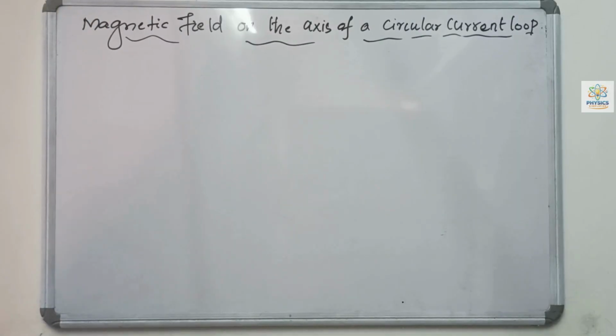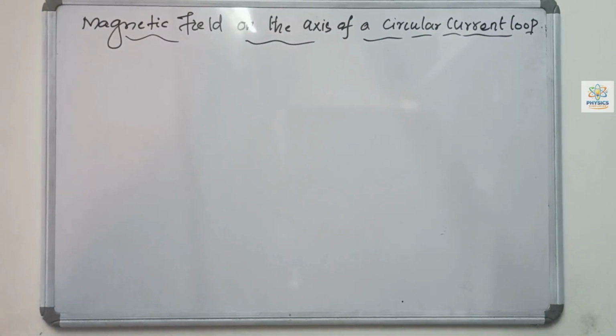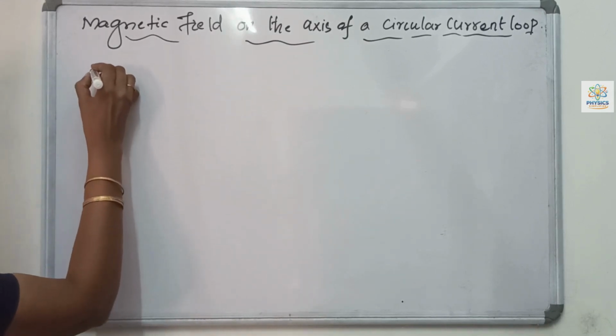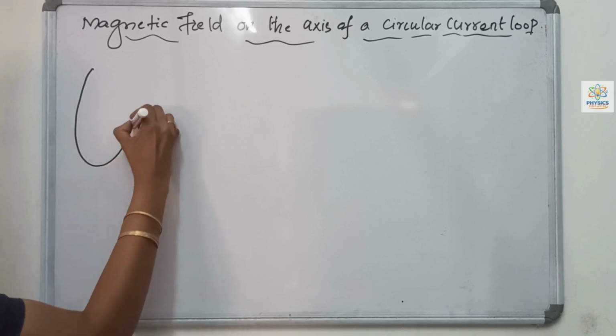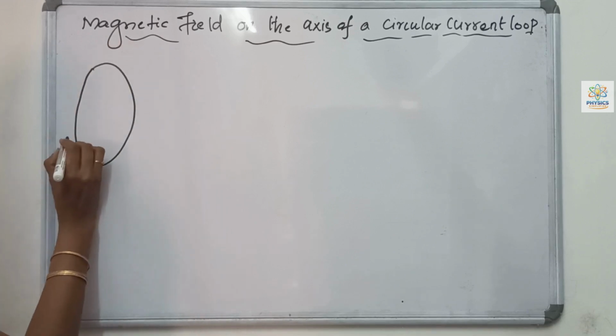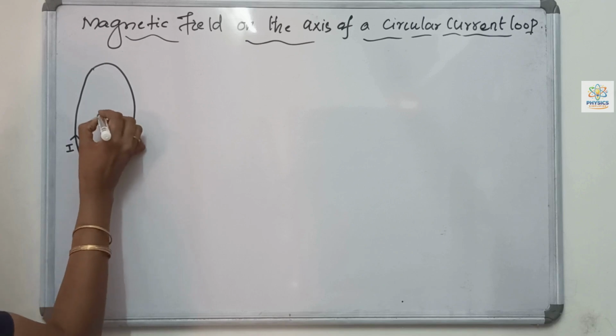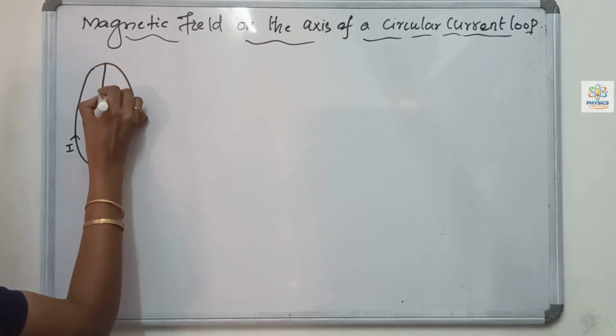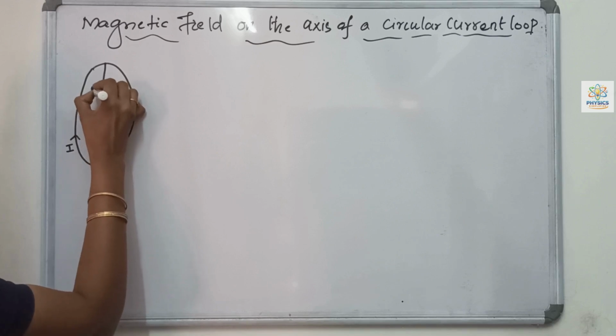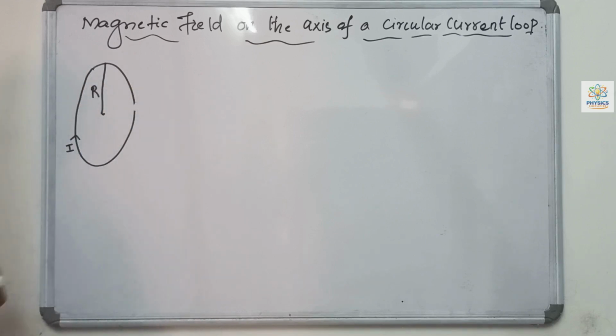Next topic is magnetic field on the axis of a circular current loop. Here we have to just consider a current carrying circular loop. Let I be the current flowing through the circular loop. R is the radius of the current carrying circular loop.